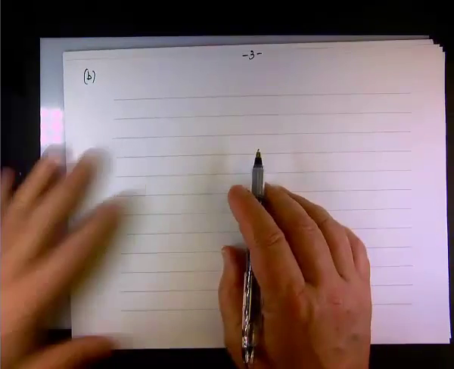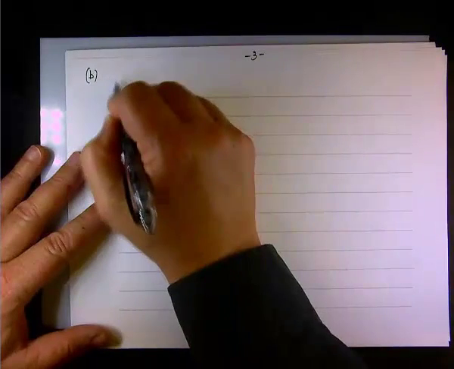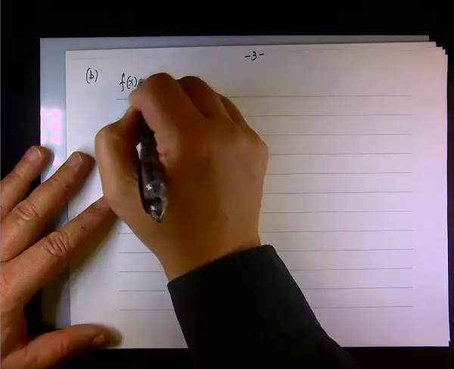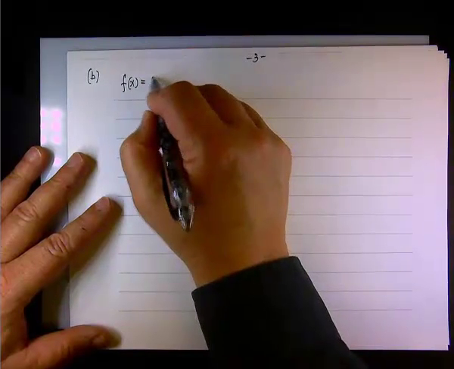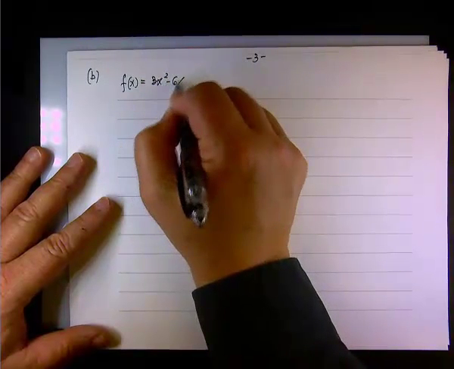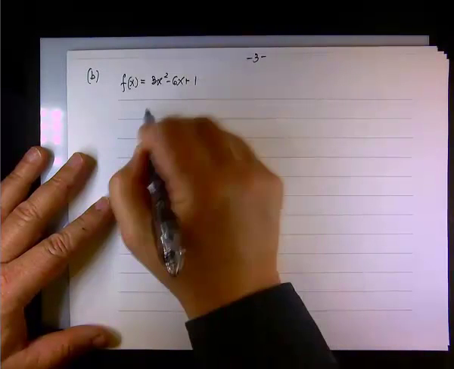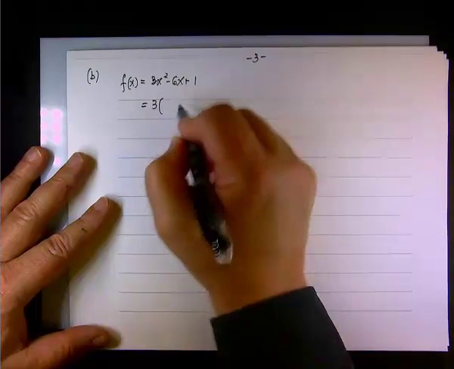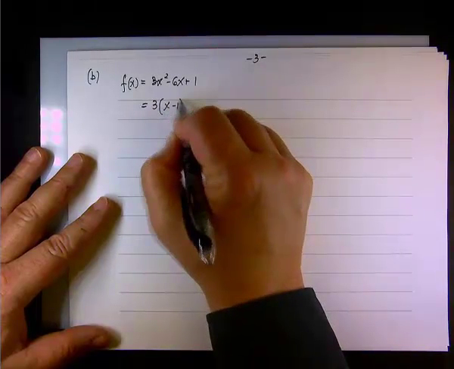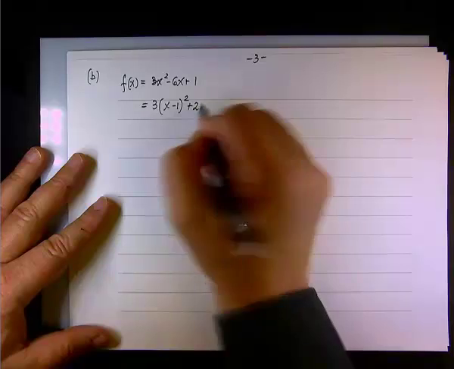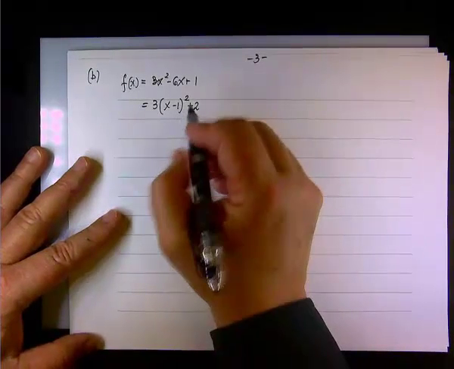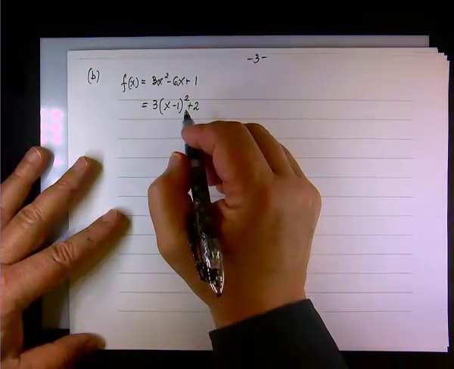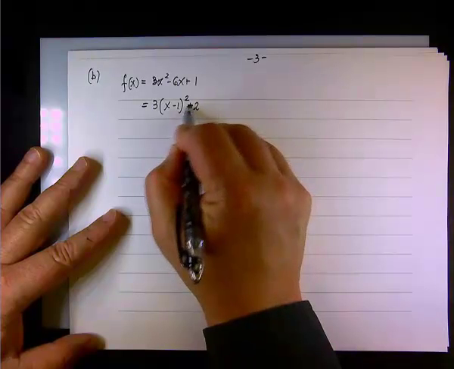Let's write the result. The result was, we started with f of x equals 3x squared minus 6x plus 1, and we say that after completing the square, we have 3 times (x minus 1) squared plus 2. Minus 2 or plus 2? Minus 2.